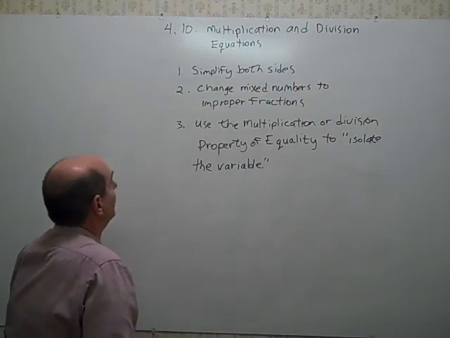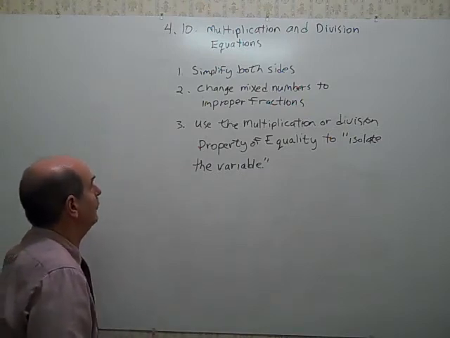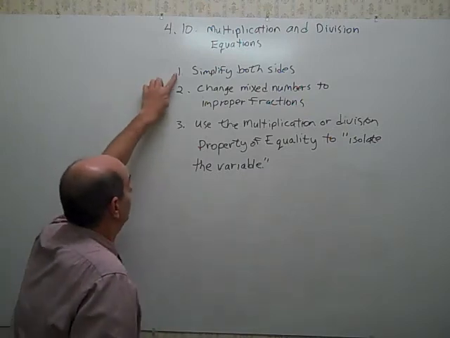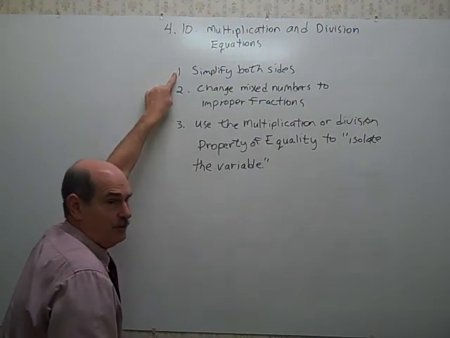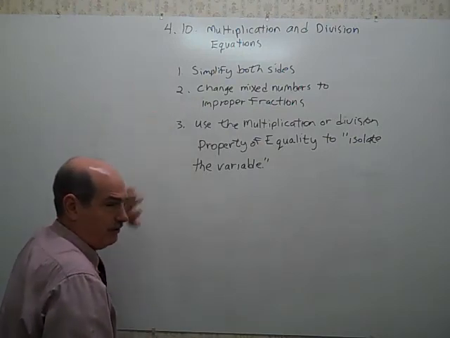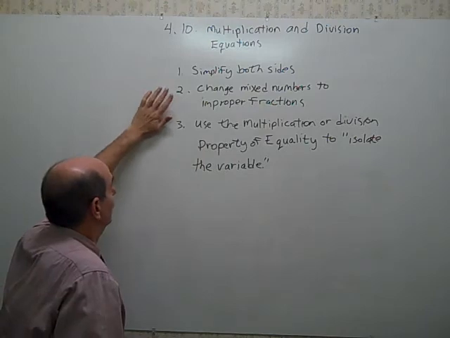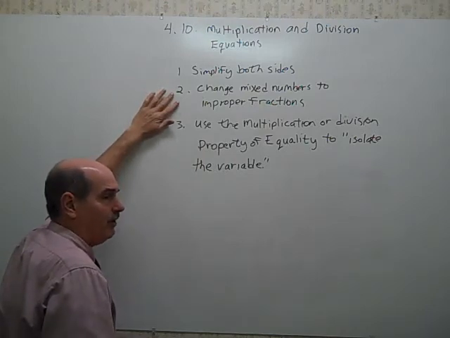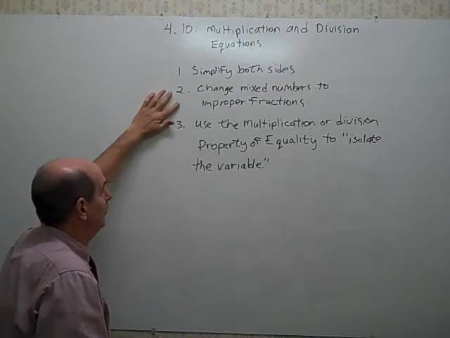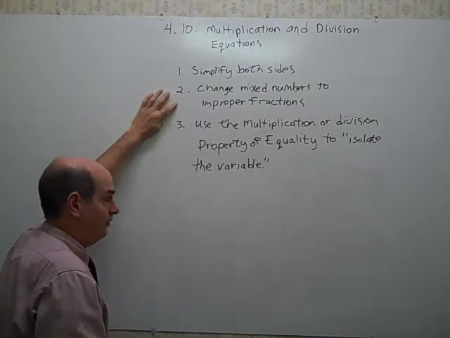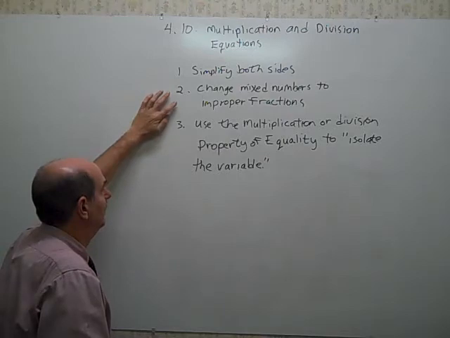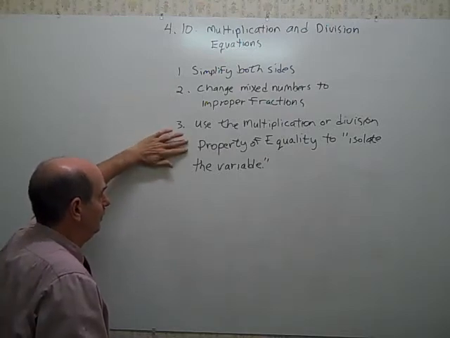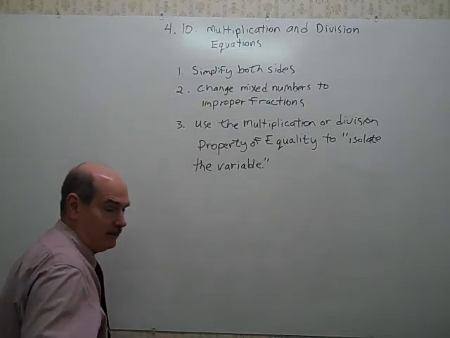The topic for today, multiplication and division equations. The guidelines are to simplify both sides, do all the arithmetic you can do on the left and right side before you start using a property of equality. When you're having to undo a multiplication or division, it often makes things easier if you change all the mixed numbers to improper fractions after you've done the simplifying. And then you choose either the multiplication or the division property of equality to isolate the variable.